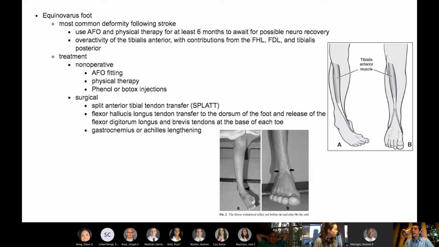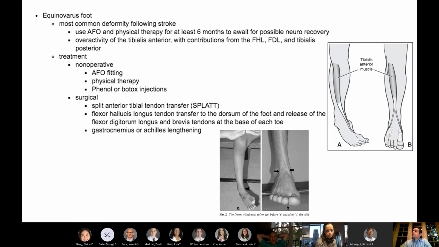So overactivity of the tibialis anterior with contributions from the FHL, FDL, and then the tibialis posterior. Essentially they're pulling that foot into equinus as well as varus. And so it's almost like development of a club foot after a stroke. So again, non-operative, AFO fitting, physical therapy. I have used Botox. I have not used phenol into the muscle groups.